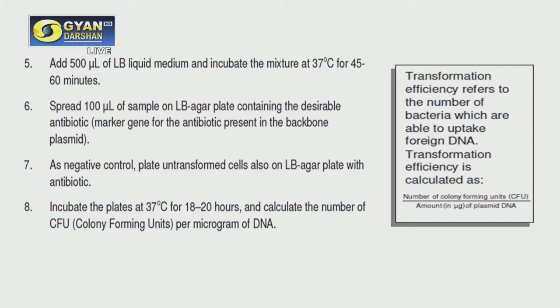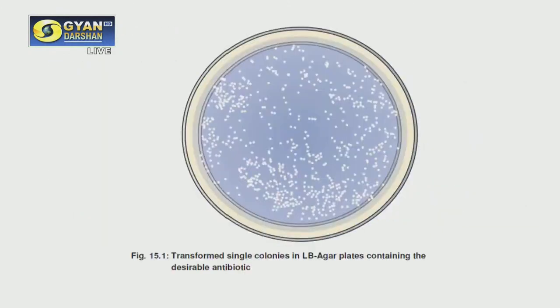So you are spreading the entire transformed sample, or the bacterial suspension, onto the LB, that is Luria-Bertani agar plate, containing the desirable antibiotic, and leave the plate at 37 degrees centigrade overnight for 18 to 20 hours. In the next phase, what will you be able to see? You will be able to see bacterial colonies, like as I am showing it here.